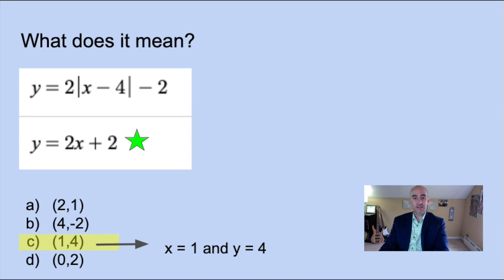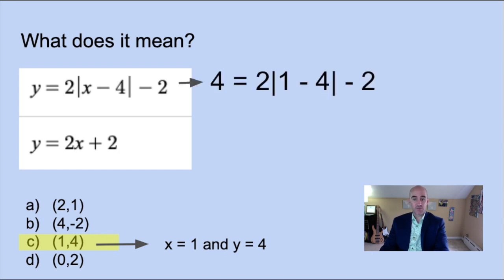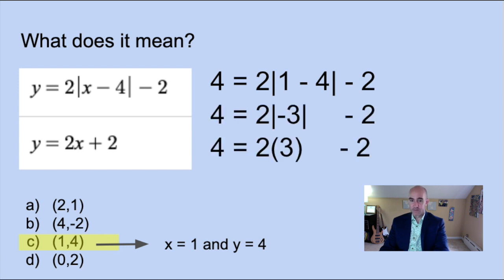Let's check to see if it makes the first equation true. We're going to substitute 1 for x and 4 for y, and what we get is the expression you see here. Let's simplify what's inside of the absolute value. Let's simplify a little further. Let's simplify further, and we get 4 equals 4.